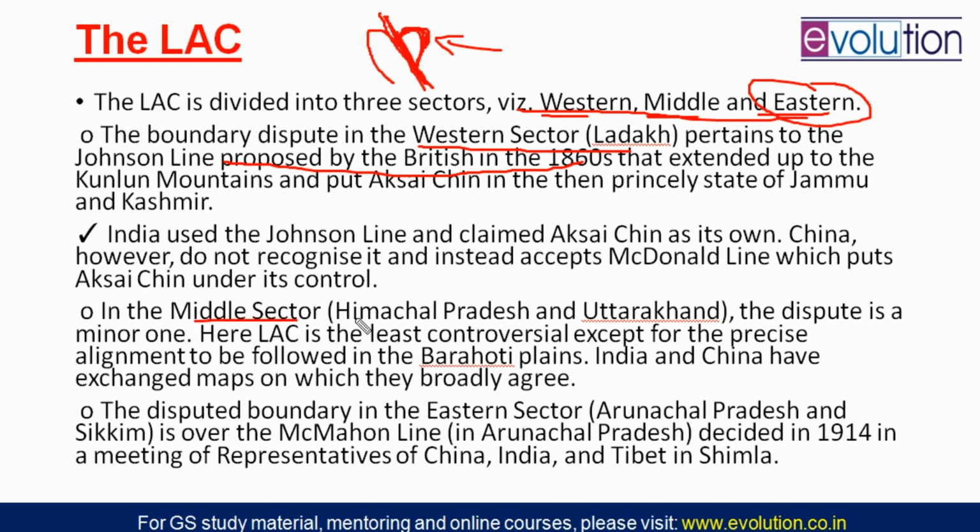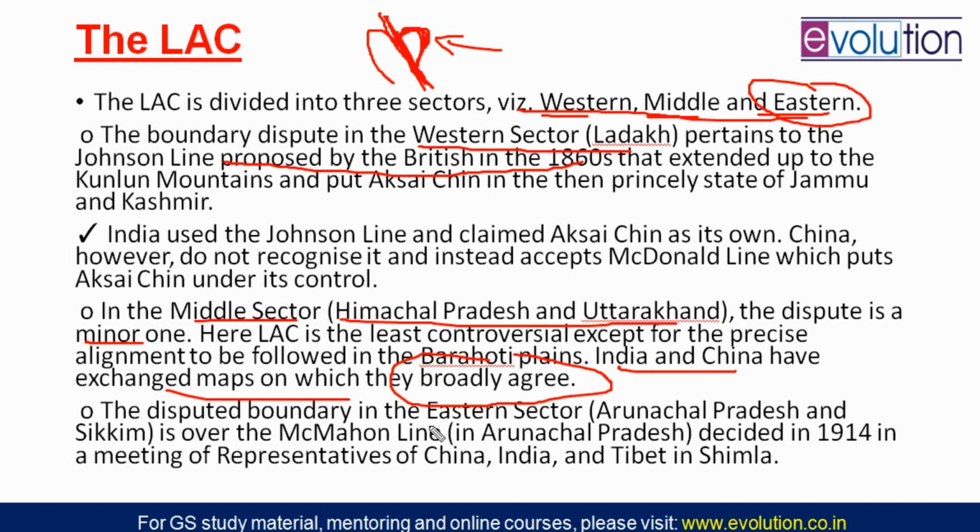In the middle sector, you have Himachal Pradesh and Uttarakhand. I showed you the map. Here the disputes are very minor. Sometimes they will come with a tent, then they will go back. Here India and China also have exchanged maps, and broadly they agree that this is fine. Himachal Pradesh and Uttarakhand are not having the problem.